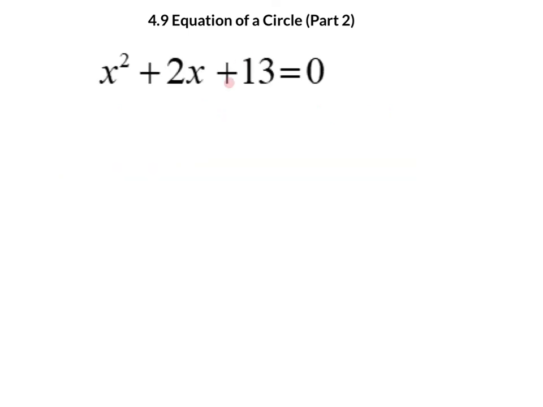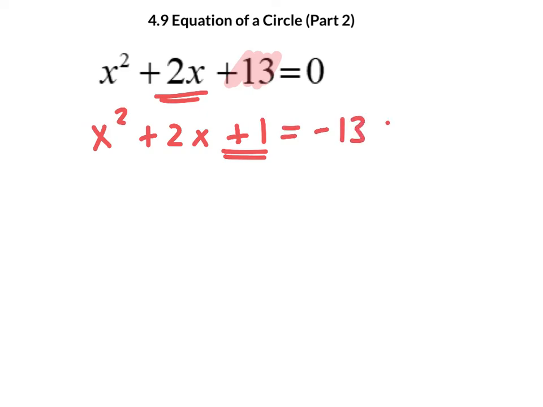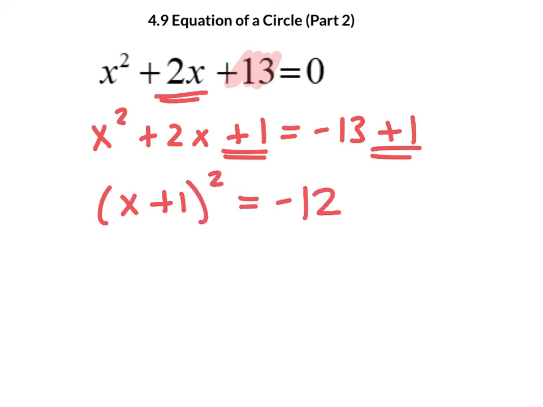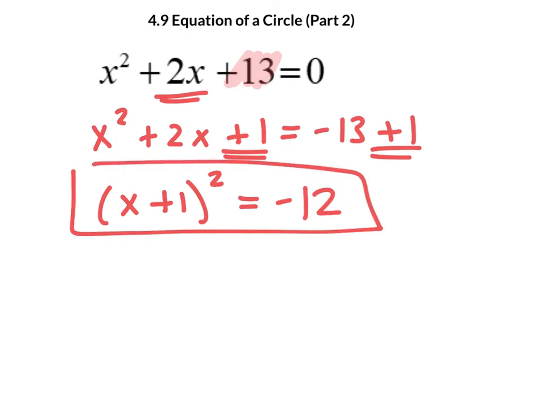Looking at this closely, this number is not what it should be. When we take half of 2, we get 1, and 1 squared would be 1. So we want to put the 1 right where it should go. There is where we want it. We move the 13 to the other side, and we have to add 1 to both sides. But this is just x plus 1 all squared and minus 12. This is called completing our square.